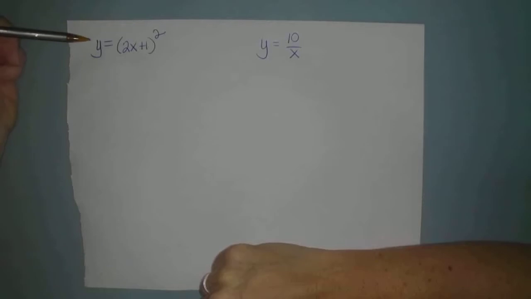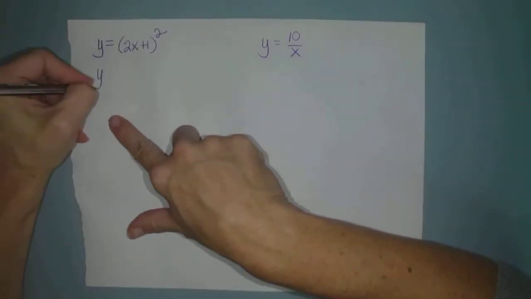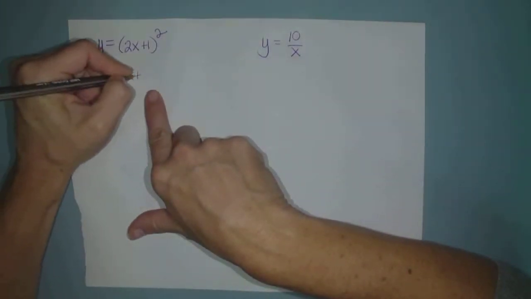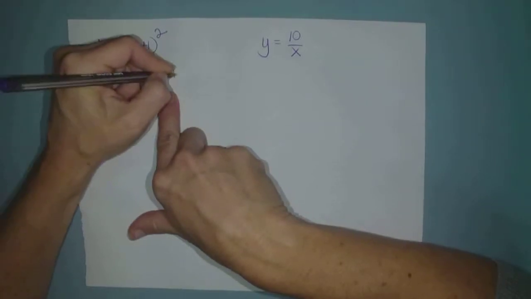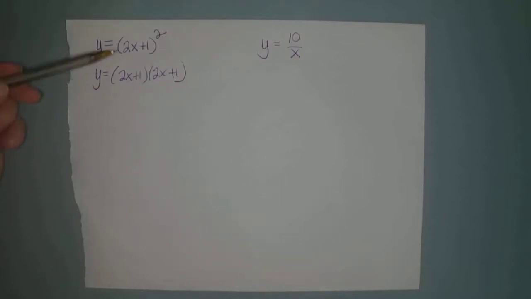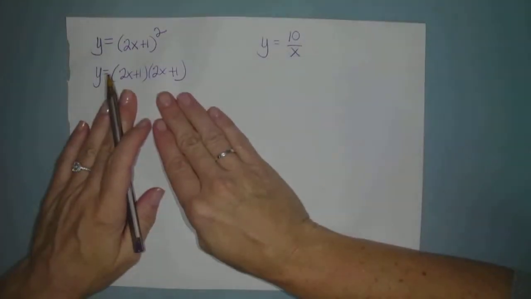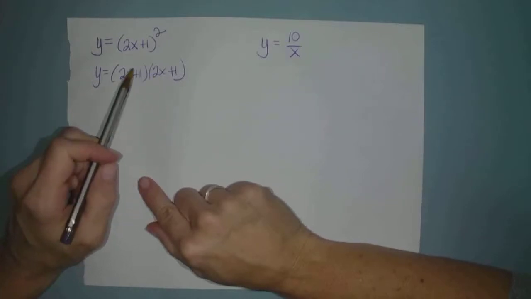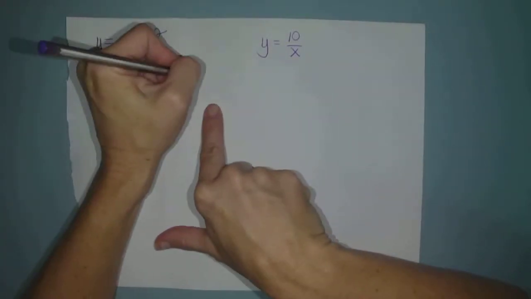So if you have y equals (2x plus 1) quantity squared, you might remember this one from the last video. What we did in the last video is we wrote this out twice and we FOILed it, and then we took the derivative term by term. Well, I want to stop here. I want to write it side by side, and now I want to use the product rule.